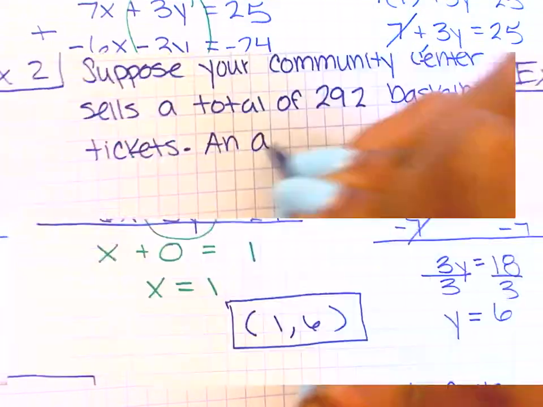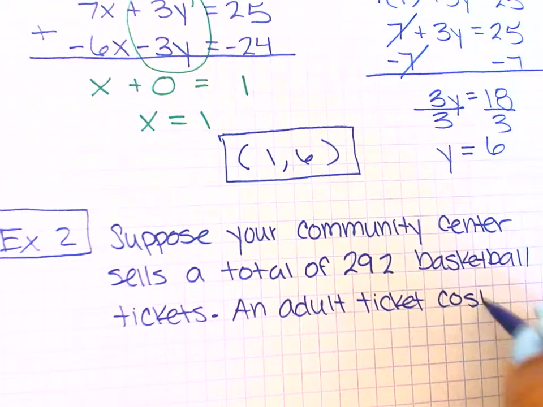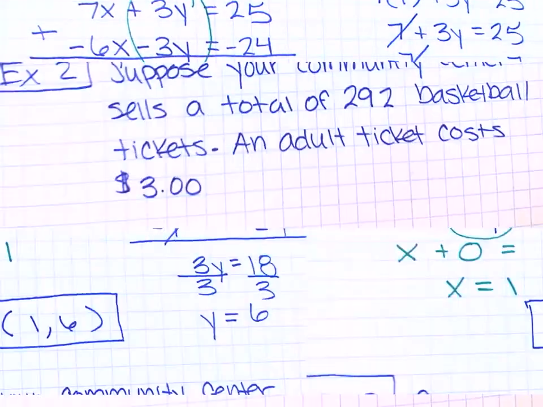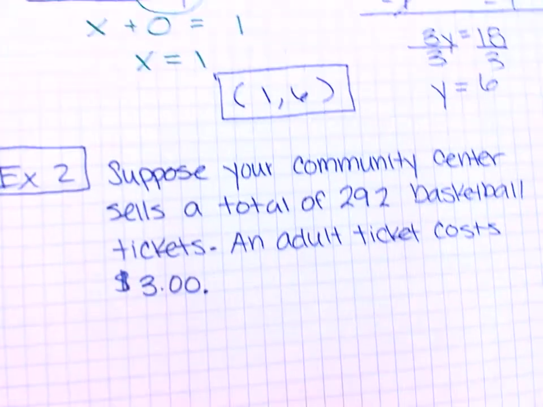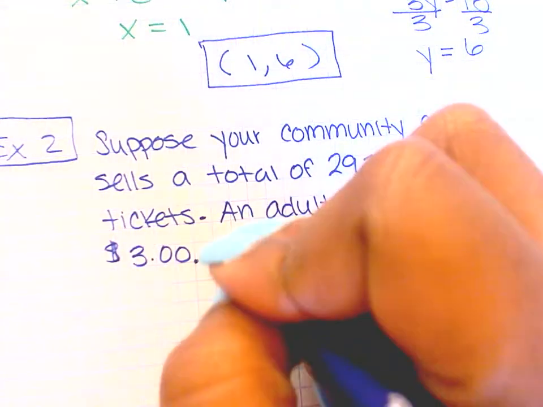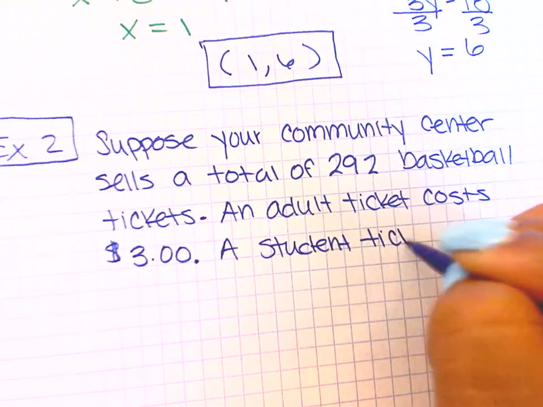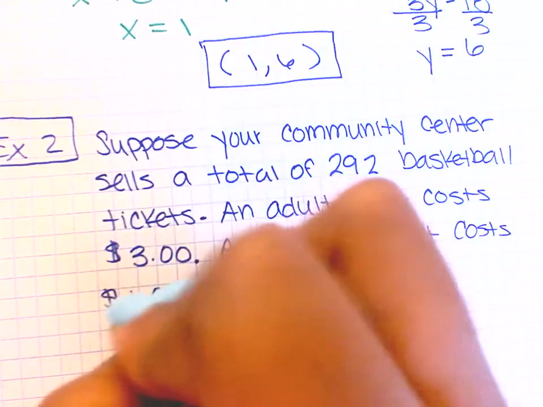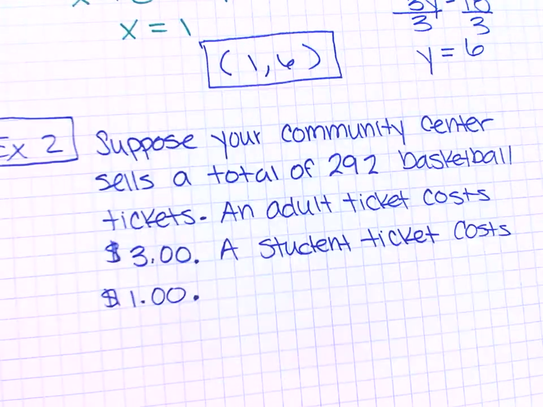An adult ticket costs $3. A student ticket costs $1.